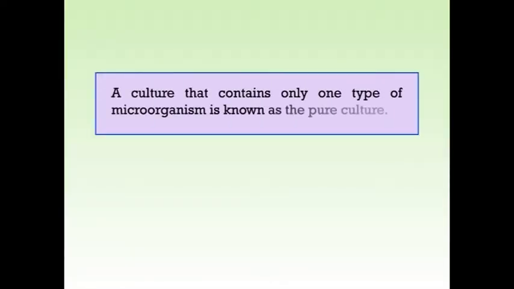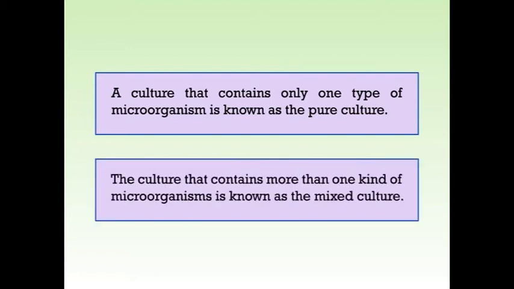Today, we'll perform the different techniques for culturing bacteria. Microorganisms can be isolated from various sources such as soil, air, water, sewage, decomposing matter, body surfaces, etc. And microorganisms can be grown in the laboratory by providing the optimum conditions that are required for their growth. A culture that contains only one type of microorganism is known as a pure culture, while a culture that contains more than one kind of microorganism is known as a mixed culture.